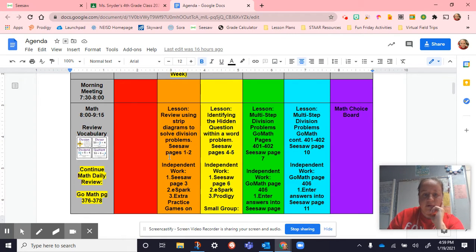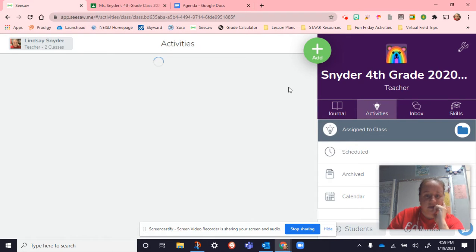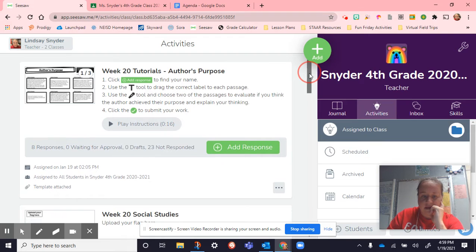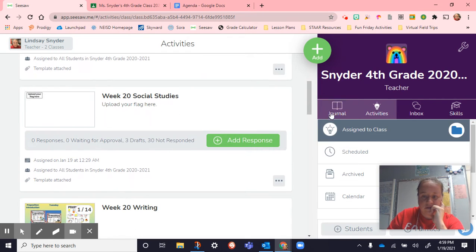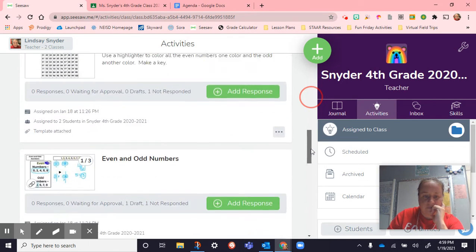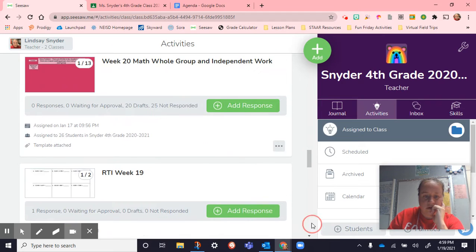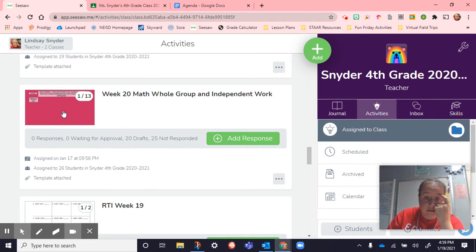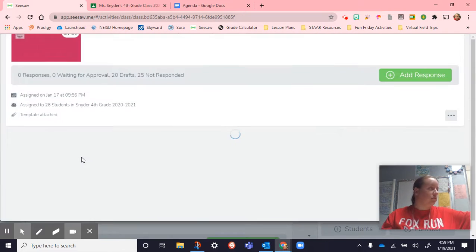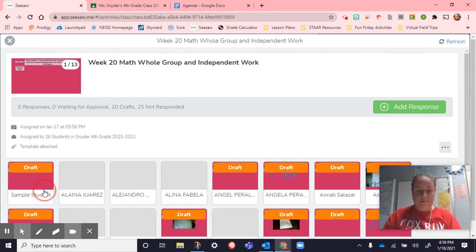So in math today we were reviewing how to use strip diagrams, and that is in Seesaw. If you go over here to activities and you go all the way down to week 20 for math, it's this one right here. Let me see if I have one saved. Yep.